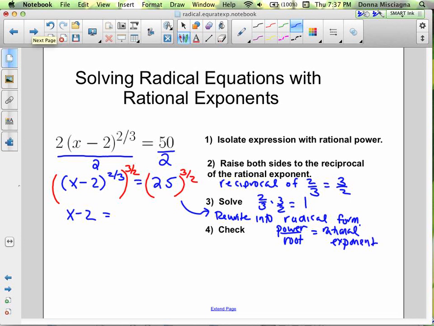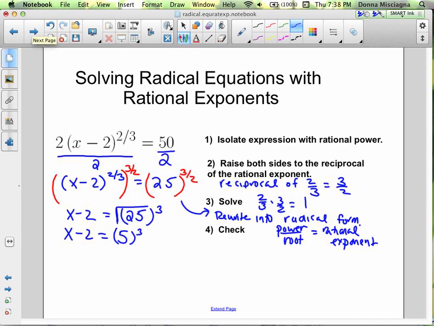So that 2 there, it's a square root. We don't normally write the index on a square root. It's understood, no index, square root. And now we have the square root of 25 cubed. We shouldn't cube the 25 first. Nope, we should take the square root. It's a perfect square. X minus 2 is equal to the square root of 25. That is 5. So now we got 5 cubed.